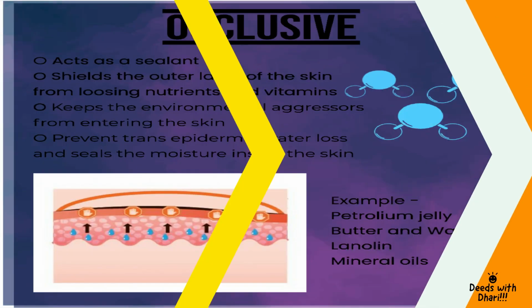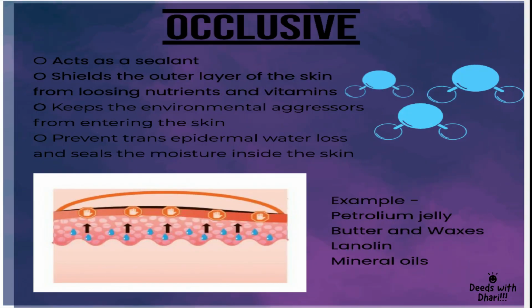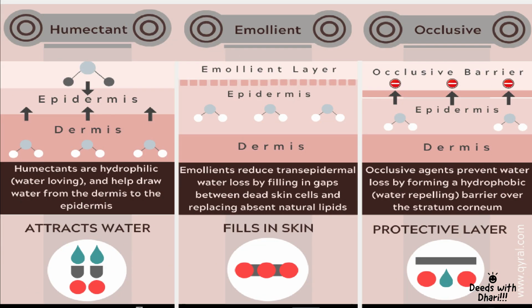Occlusives. These substances act as a seal on the skin's outer layer. They shield the skin by keeping toxins, pollutants, and other environmental aggressors out. They also prevent transepidermal water loss and seal in the moisture. Examples: petroleum jelly, butters or waxes, lanolin, mineral oils. A good moisturizer must have all 3 forms: to repair the damaged barrier, draw moisture from the skin or outer environment, and to seal the moisture in.